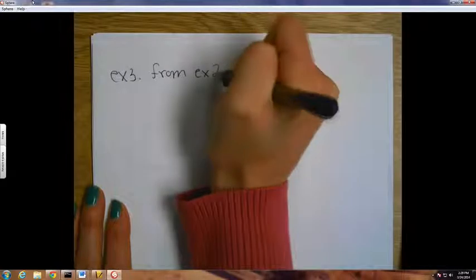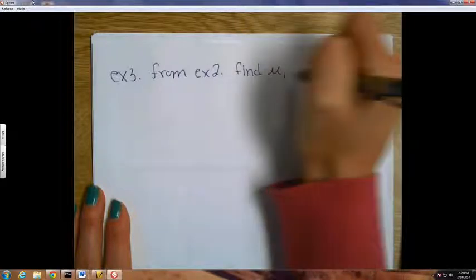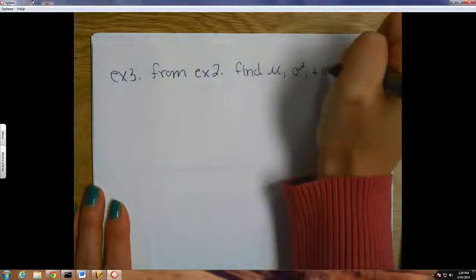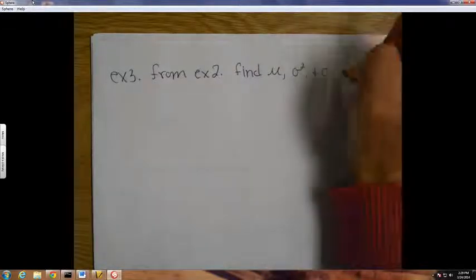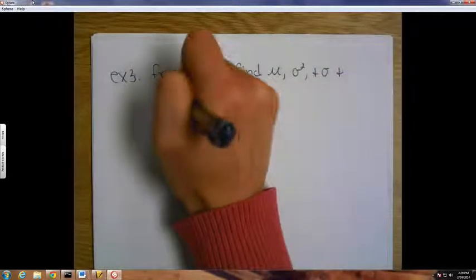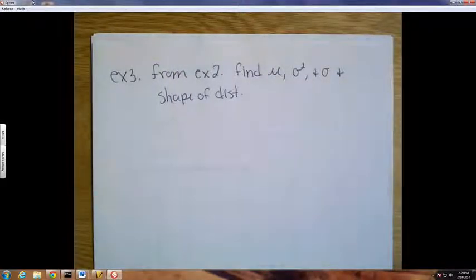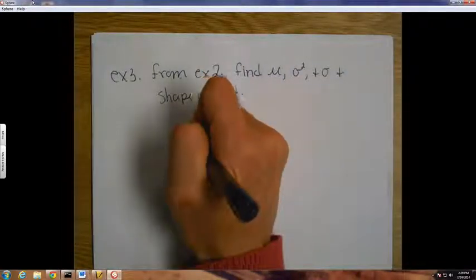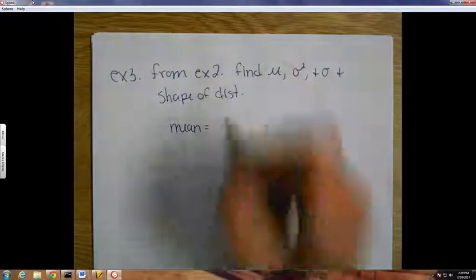So from example 2, can you find the mean, variance, and standard deviation for the number of people out of 6 that would pick fishing as their favorite activity, and the shape of the distribution? So we don't have to graph it to tell what shape it's going to have. We'll go with the mean first. It was a simple formula. It's just n times p.